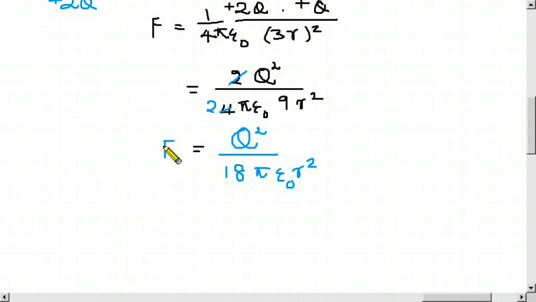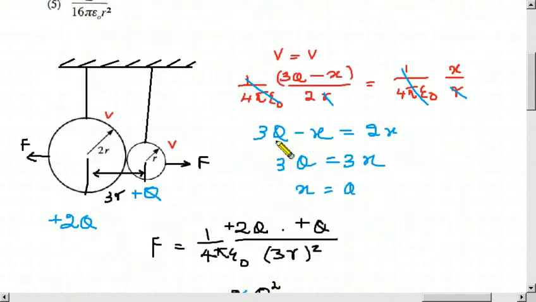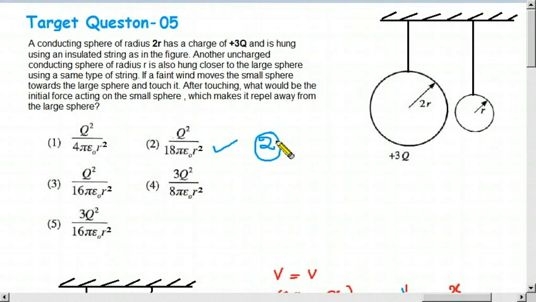The force, initial force, this one is the answer, 18 r squared, this one. The second one is the answer. So children, what happened to your answer?